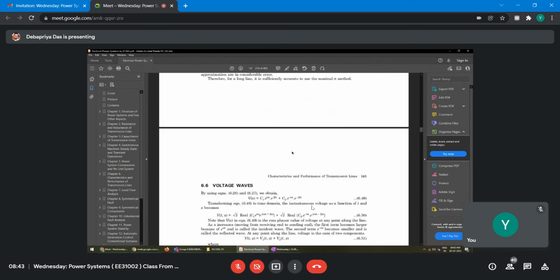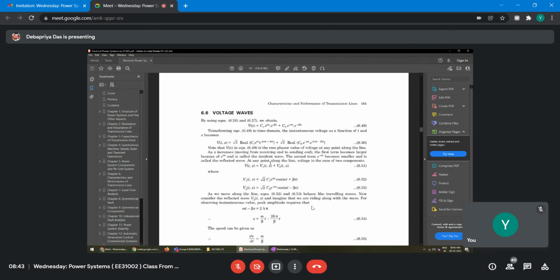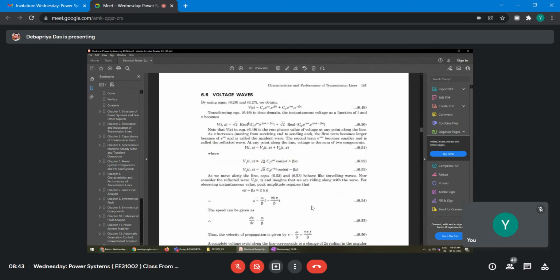Now voltage waves. I will not teach reflected wave or incident wave this time. I think last time also I didn't teach. But if you see equations 26 and 27, just use some imagination. It is e to the power gamma x, where gamma is equal to alpha plus j beta. So if you break it, it will be C1 e to the power alpha x into e to the power j beta x plus C2 e to the power minus alpha x into e to the power minus j beta x, right?